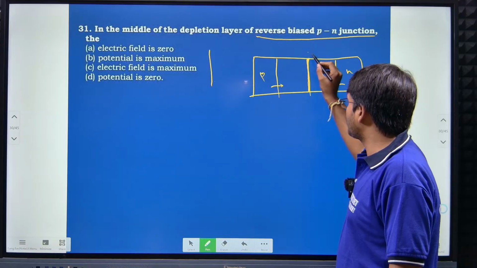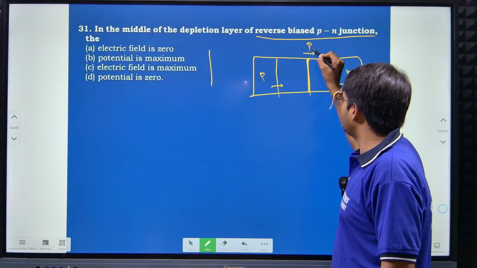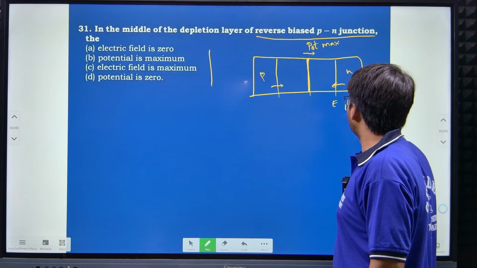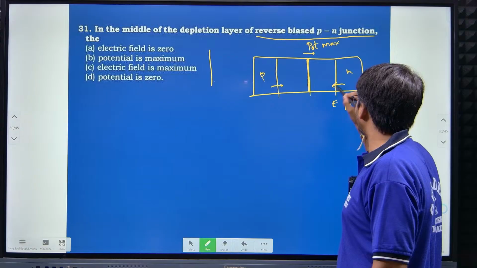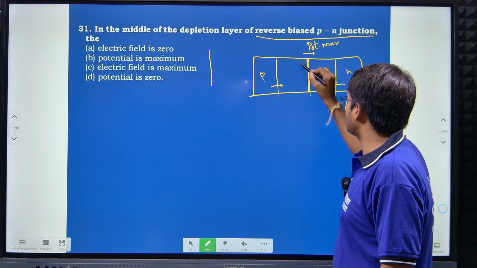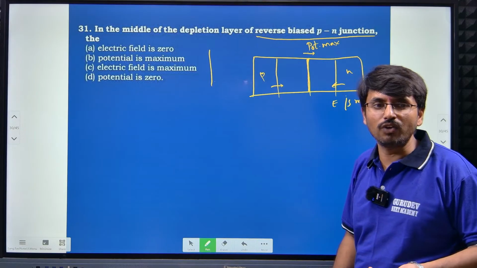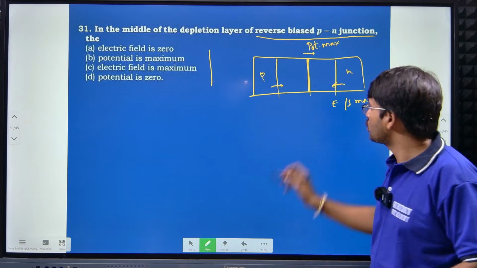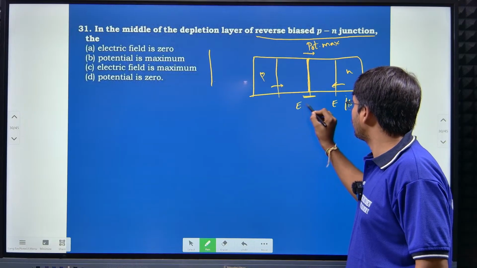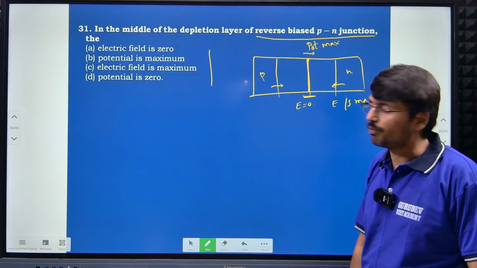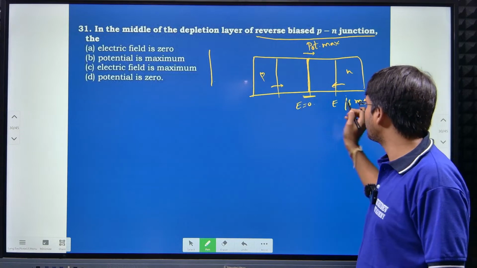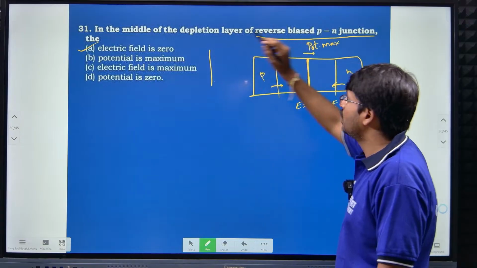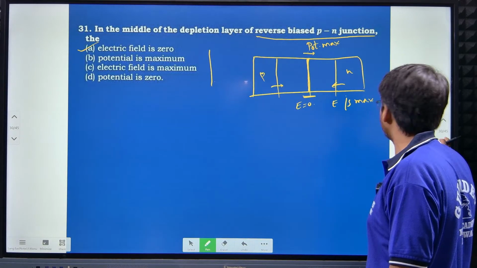So if the potential is maximum and it is a constant, so potential is maximum here and electric field is maximum at the edge. If the potential is maximum at the center, what happens to the electric field? The electric field is the change in the potential with respect to the distance. Therefore at this particular point, the electric field becomes 0 at the center, and at the edge it becomes a maximum. So that is option A. What is asked is at the center, therefore the electric field is 0.